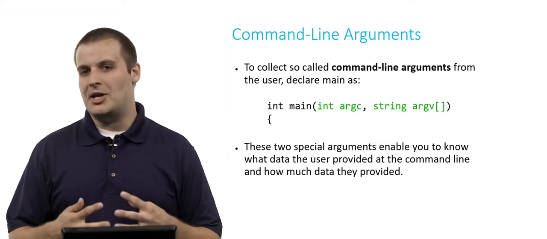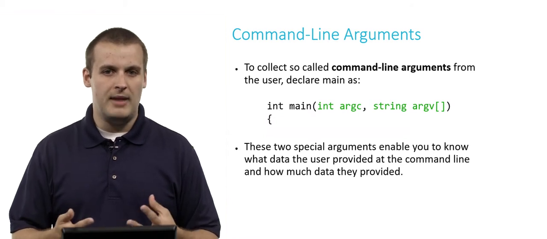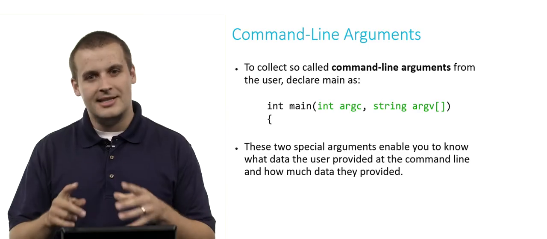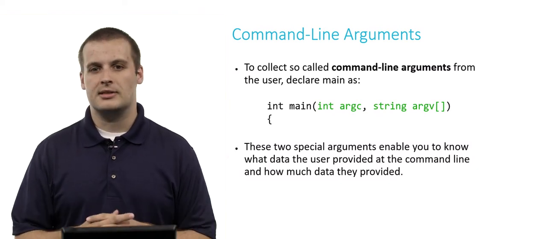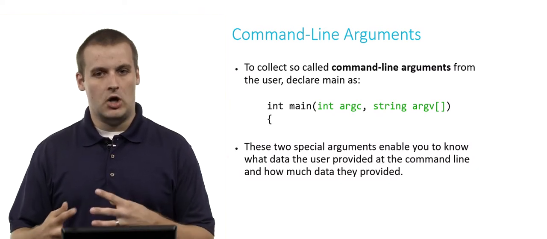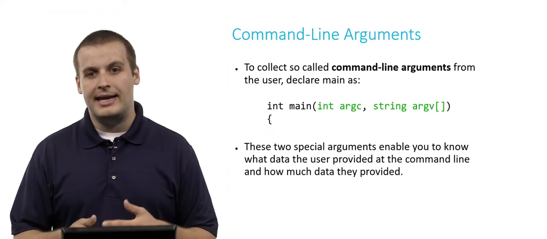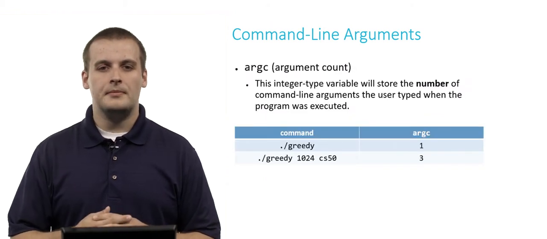So what does that mean already? Well, we are passing in two parameters or arguments or inputs to main. One, an integer called argc, and the other is what? It's an array of strings, right? We see that square bracket notation. It's an array of strings. It's not an individual string. It's an array of strings. And these two arguments, argc and argv, enable you to know what data the user has provided at the command line and how many things they provided at the command line. Pretty useful things to work with.